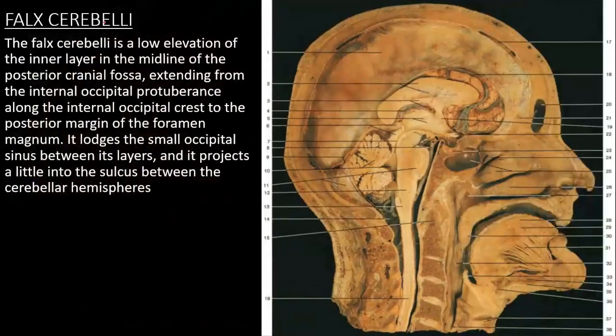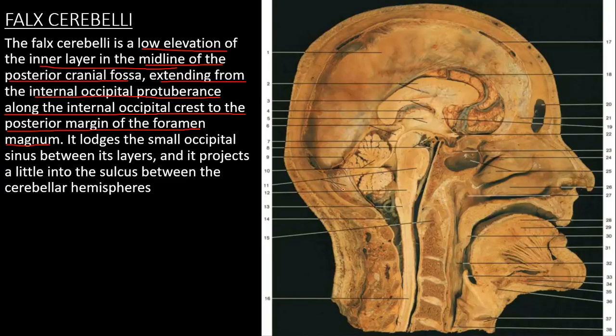Now let's look at the falx cerebelli, not cerebri, cerebelli. It is a low elevation of the inner meningeal layer along the midline of the posterior cranial fossa, usually extending from the internal occipital protuberance along the internal occipital crest to the posterior margin of the foramen magnum. Okay, it is found between the two cerebellar hemispheres.